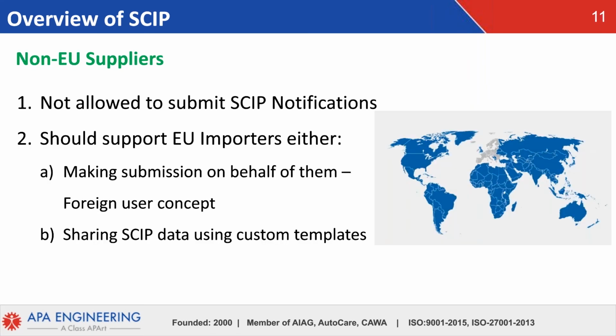So there are some situations where suppliers or manufacturers that are outside the European Union may need to help in registering for SCIP requirements. This is mostly for EU importers and distributors of products. So in those cases, the non-EU supplier can make a submission on behalf of the importer using the foreign user concept. And also this enables the ability to share SCIP data across companies so that they can collaborate and not have to duplicate work efforts across different areas. Next slide.